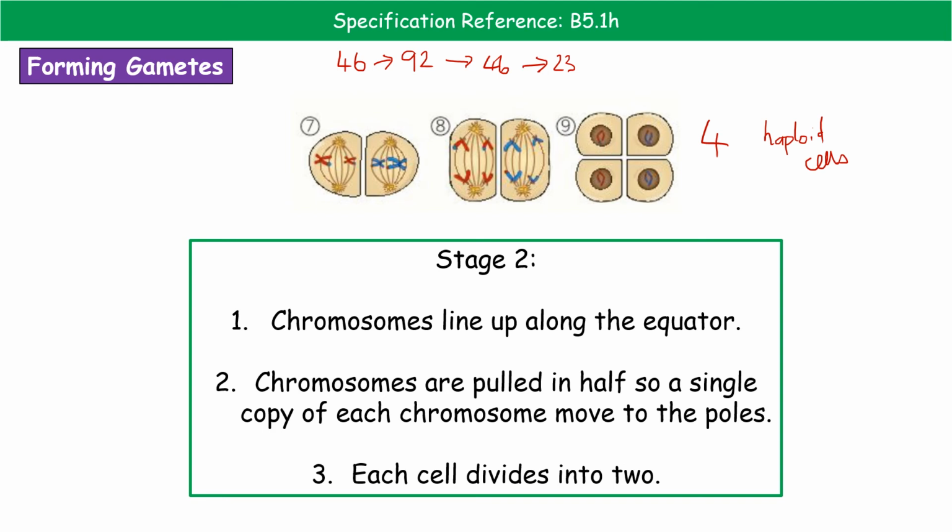So this is really what happens with the genetic material here, the DNA. So there's going to be an increase, and then a decrease and a decrease. So just remember that in this stage 2, we have the chromosomes lining up along the equator, pulled to the opposite poles, the cell divides, but there's no replication of DNA in this stage, only before stage 1.